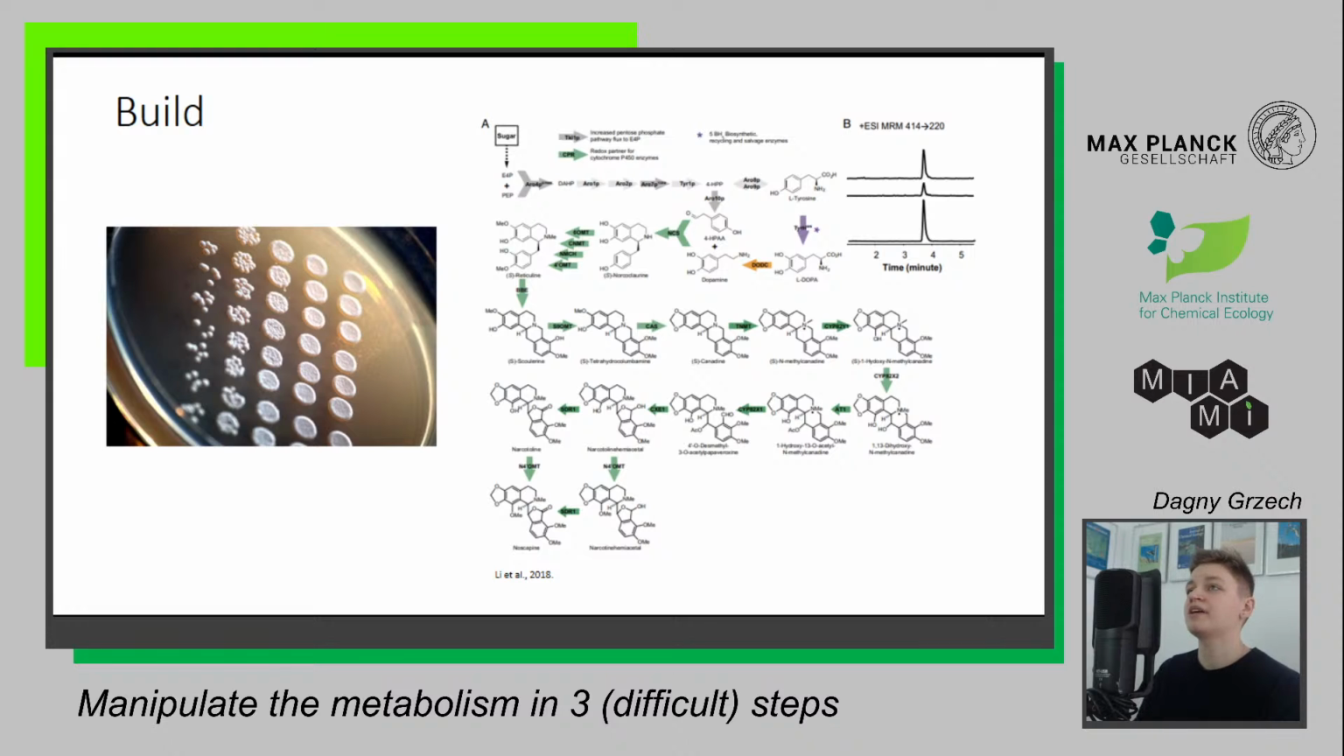So in here, I have this figure from this Lee et al. paper from 2018 with the design of the reconstitution of noscapine in Saccharomyces cerevisiae, which is this organism that you can see growing here on the plate, the baker's yeast. And basically, what we do is we introduce those foreign genes from, in this case, the poppy plant, into our host organism of choice. And that way we build a strain that we think is capable of producing the metabolite that we want.